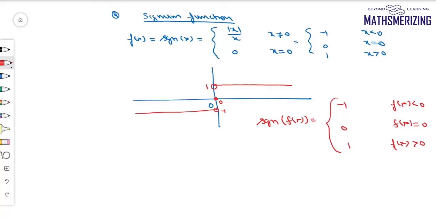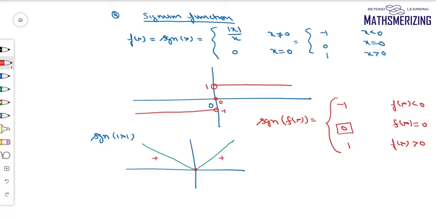Now say for example, if I say find the signum function of mod x. So I'll draw the graph of mod x. Now mod x is 0 at 0, so where f(x) is 0, the signum function is also 0. Now when x is less than 0 or when x is greater than 0, the graph of mod x lies above the x-axis. That means in this case it will be positive. So when f(x) is positive, the value of the signum function is plus 1. So that means I'll draw these lines.